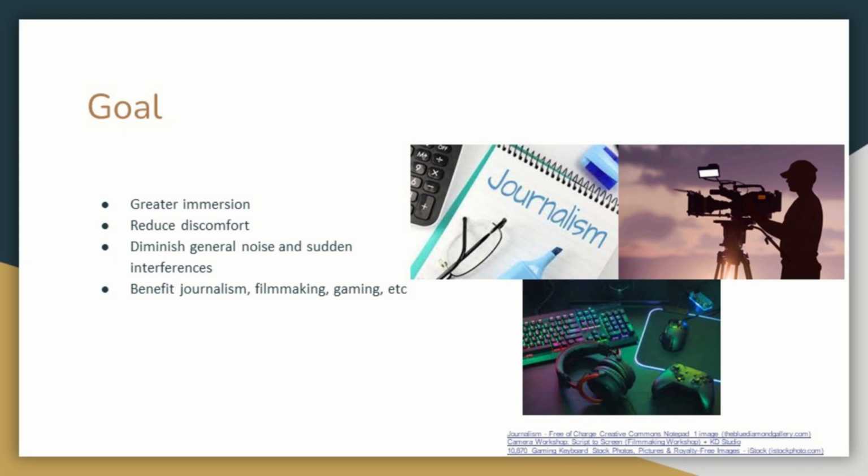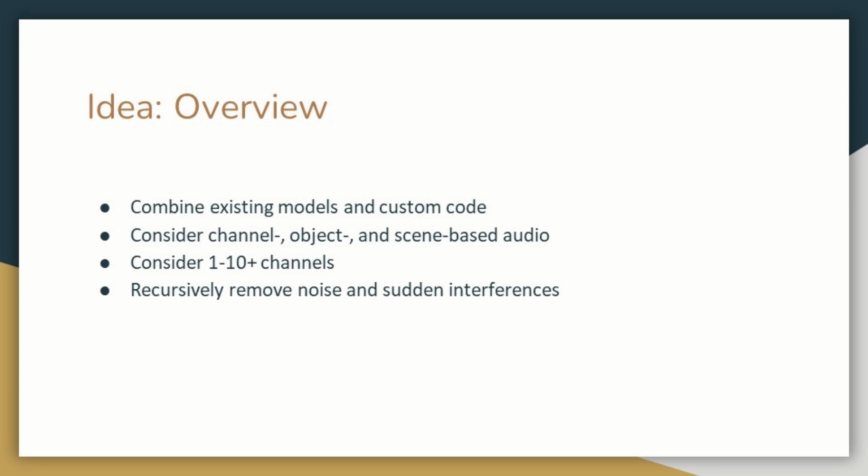And depending on the implementation, could be an advancement not only for the field of spatial audio, but also for that of stereo audio. Our idea is to use existing models and architectures that have been proven to provide noise cancellation or reduction and combine them in such a way that they satisfy the criteria we provided in our goal. Additionally, we would have to write custom code to allow the model to handle spatial audio with a variety of compositions, including both the audio basis, such as channel or object, and the multitude of channel compositions, from 1 up to 10 and potentially above.